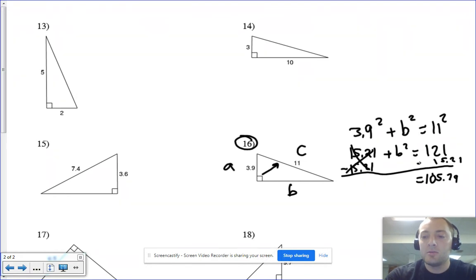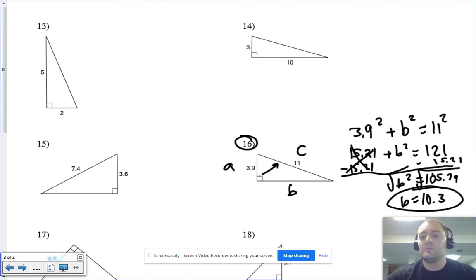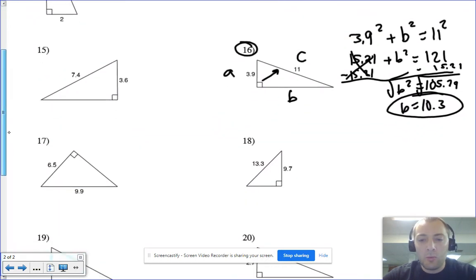All right. So B squared is left on the left side, and that's equal to 105.79. So we just have the last step, and that would be to do the square root. So if I take the square root of 105.79, I get 10 point, if I round it to the nearest tenth, it's 10.3. There you go. So it's not the smallest, but it's not the biggest. We're going to do one more.